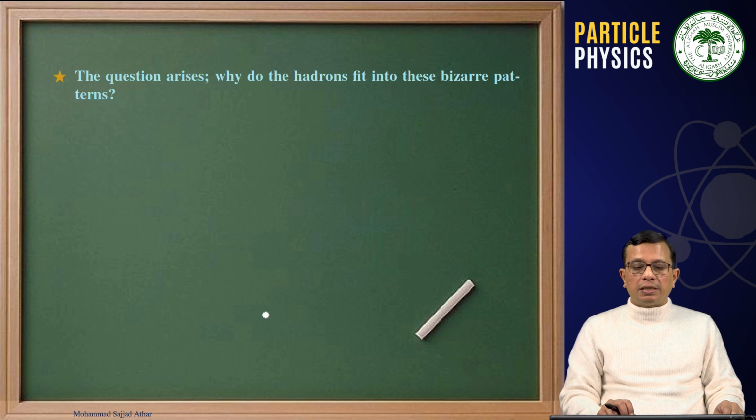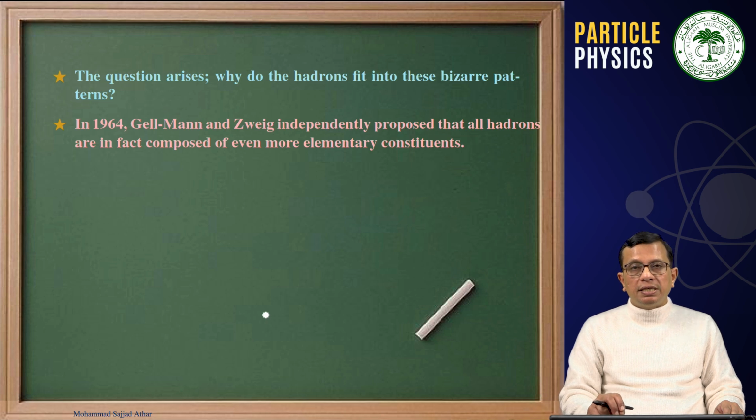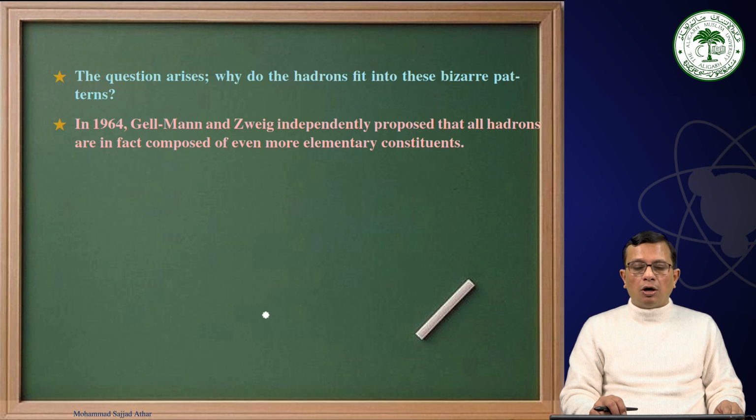The question arises, why do the hadrons fit into these bizarre patterns? In 1964, much before the experiment similar to the Rutherford alpha particle experiment, Gell-Mann and Zweig independently proposed that all hadrons are in fact composed of even more elementary constituents. And let me tell you what was the driving force behind that.